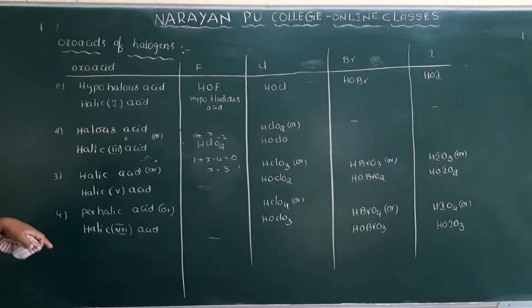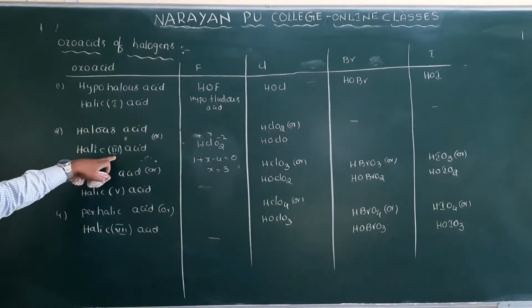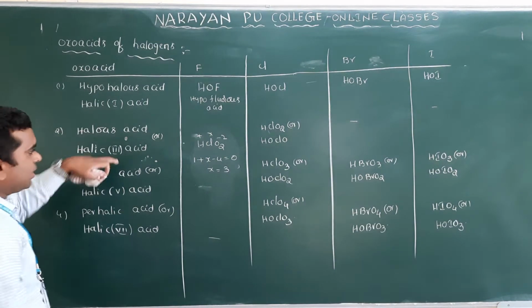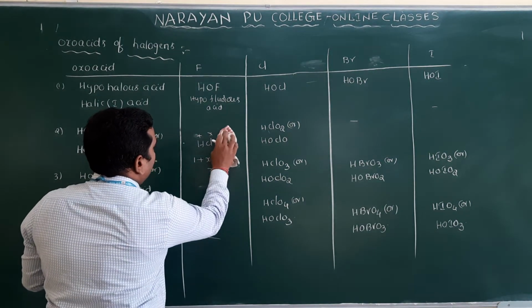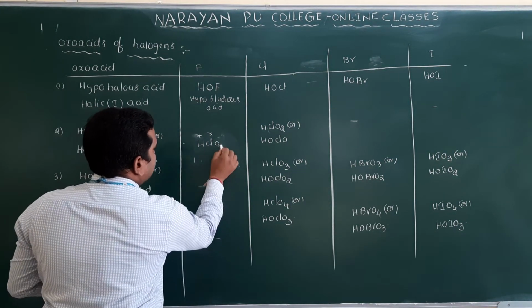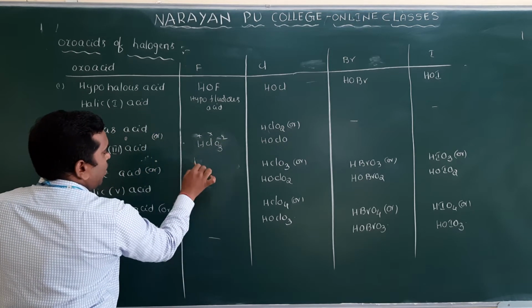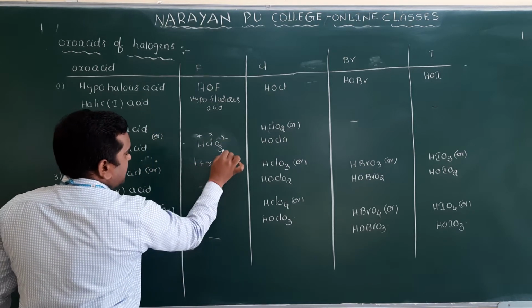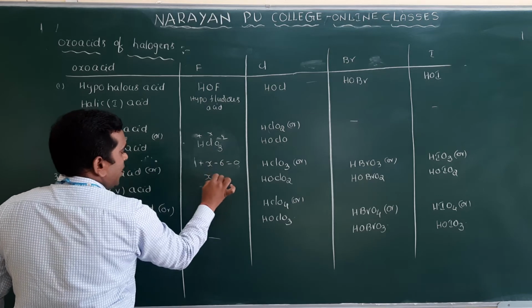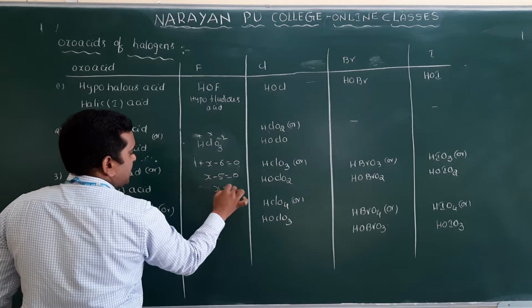So it is here 3, not 2. Here the oxidation state is 3. Clear? And the next one, HClO3, you take. O3 means -2. Same. 1 plus x minus 6 is equal to 0. x minus 5 is equal to 0. x is equal to 5.